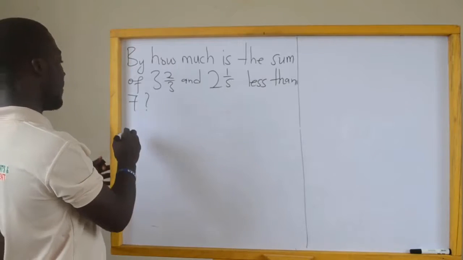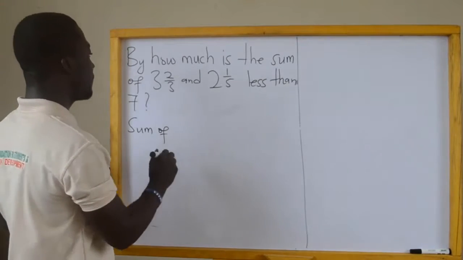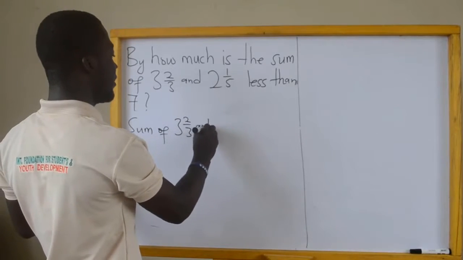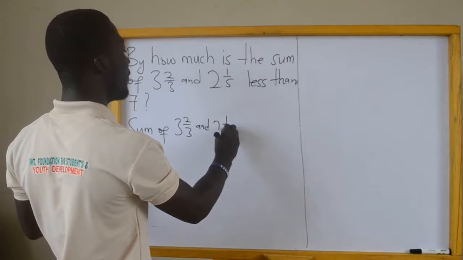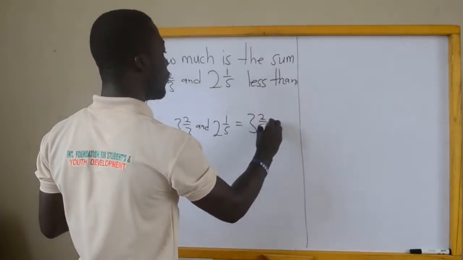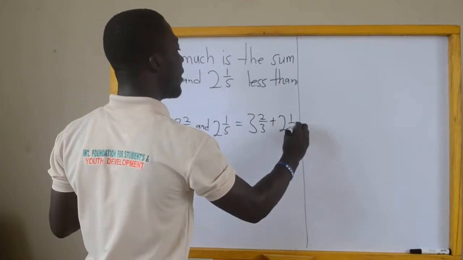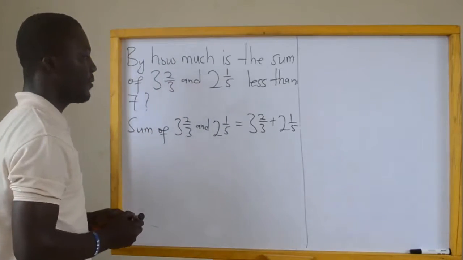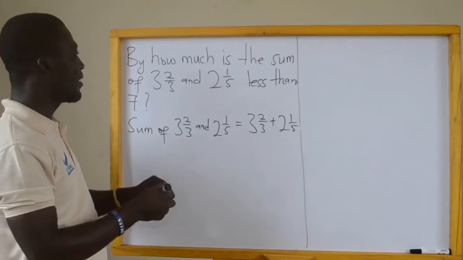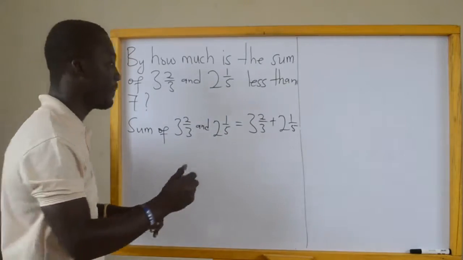So the sum of 3 whole number 2 over 3 and 2 whole number 1 over 5 is equal to 3 whole number 2 over 3 plus 2 whole number 1 over 5. So this sum is one part of the question. Let's simplify before we come to the next part of the question.